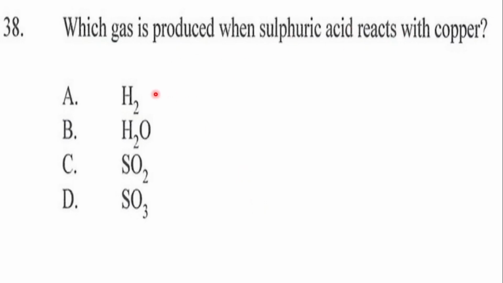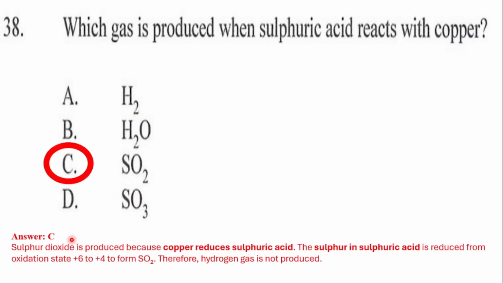Let's move on to question number 38, and it says, which gas is produced when sulfuric acid reacts with copper? Is it H2, H2O, SO2, or SO3? Well, the correct answer is definitely going to be C, SO2, because sulfur dioxide is produced when copper reduces sulfuric acid. The sulfur in sulfuric acid is reduced from oxidation state +6 to +4 to form SO2. Therefore, hydrogen gas is not produced. So the correct answer is definitely going to be SO2, C.